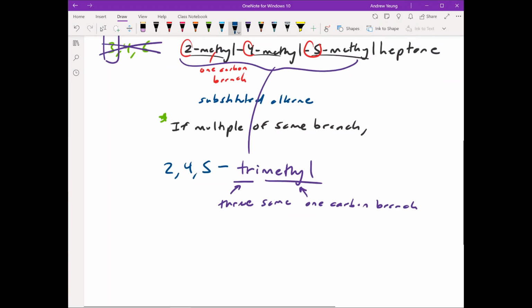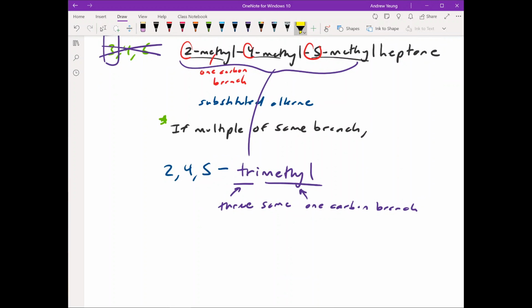So this is one extra rule here. If you happen to have many of the exact same branch, that's where we start getting our mono, di, tri, tetra back. That condenses it from having to write it out a couple of times, and then we still end up with the name heptane. That's what you do if you have the same branch. So nice and easy there. Okay. Let's try another example.